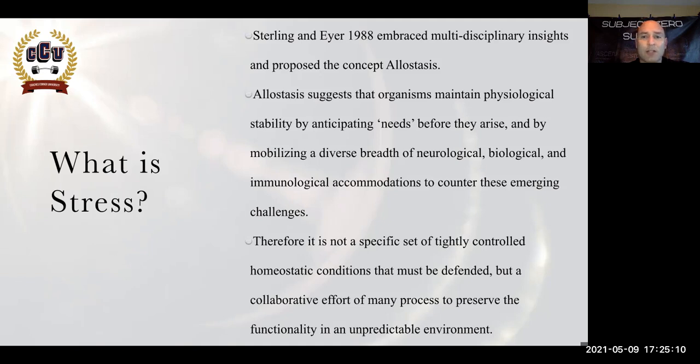Right. So there's not a specific set of tightly controlled homeostatic conditions that must be defended, but a collaborative effort of many processes, right? So allostasis is thinking about many different collaborators that induce stress, whereas the general adaptation syndrome was only thinking about one confounding one.